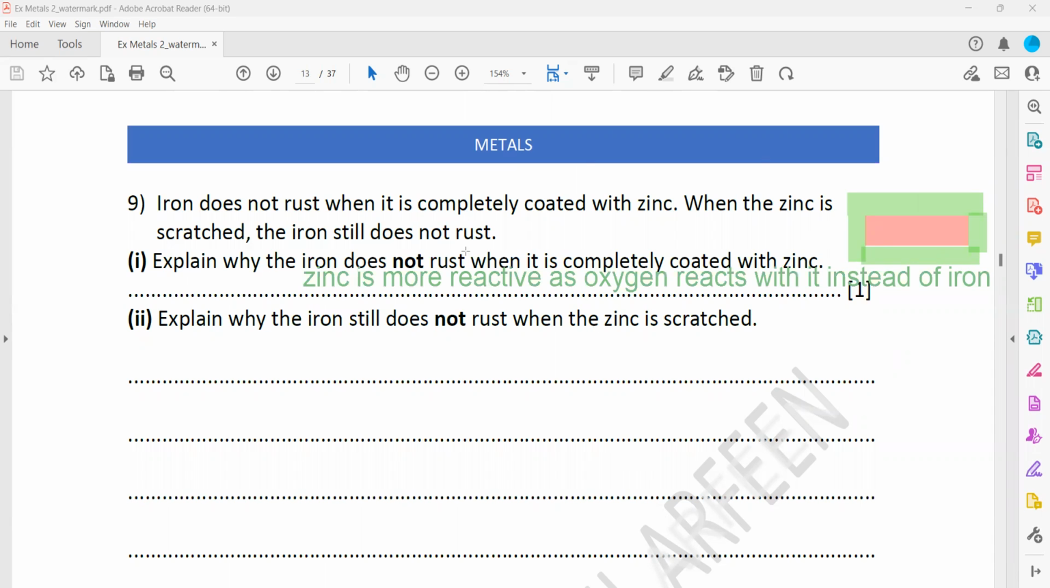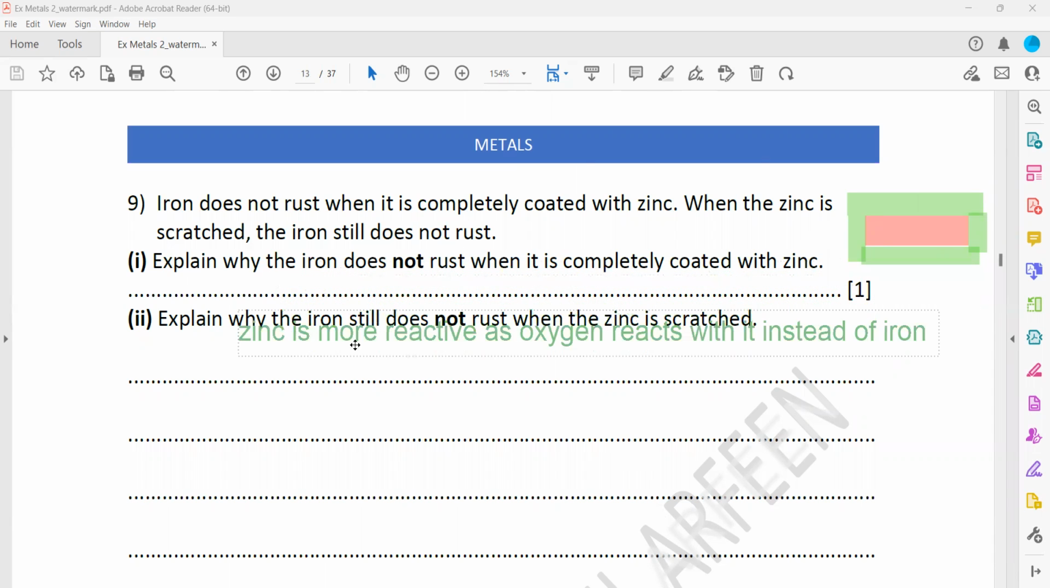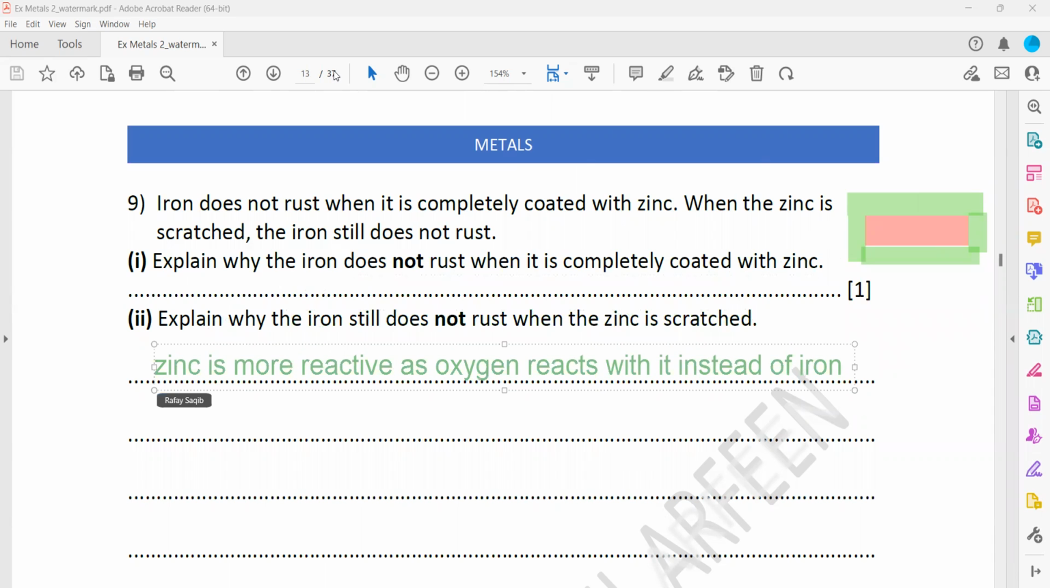Because it prevented the oxygen and water to... Yeah. So basically, for the first answer, you cannot write that zinc is more reactive than oxygen. That is the next part. In this part, why does it not rust? What is the reason for that? Because the layer of zinc is preventing oxygen and water from having interaction with iron. It's like a barrier. It does not allow oxygen and water vapors or water molecules to interact with iron.